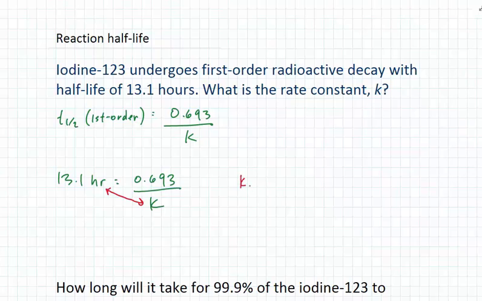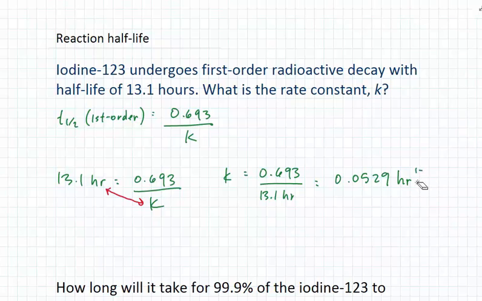So k. Did you get 0.0529? Then what unit would that have? Hours. Close. Per hour, hr^-1. I keep writing 1 minus 1. There you go, per hour.